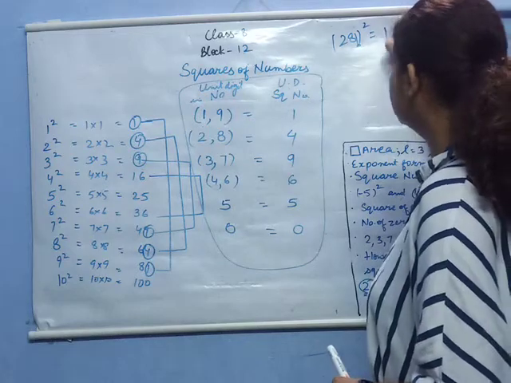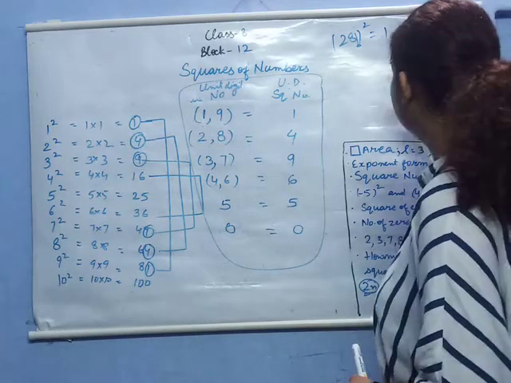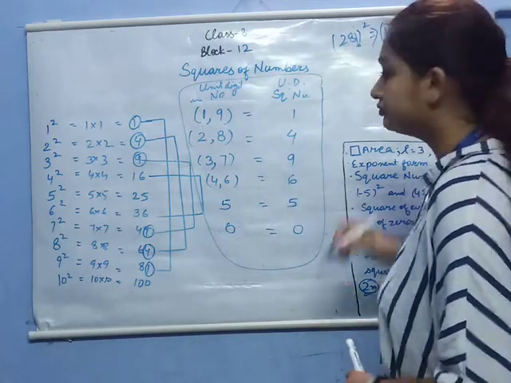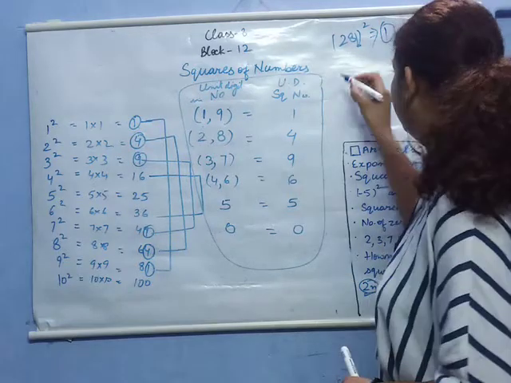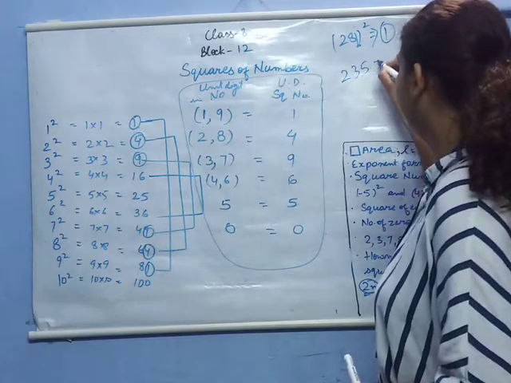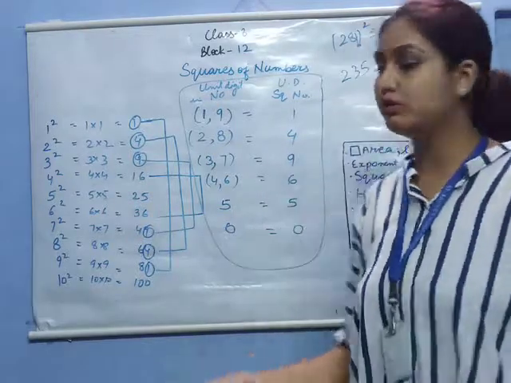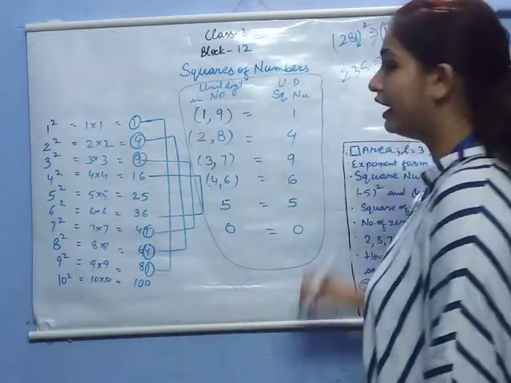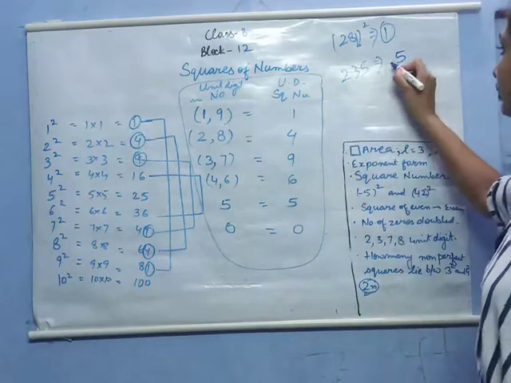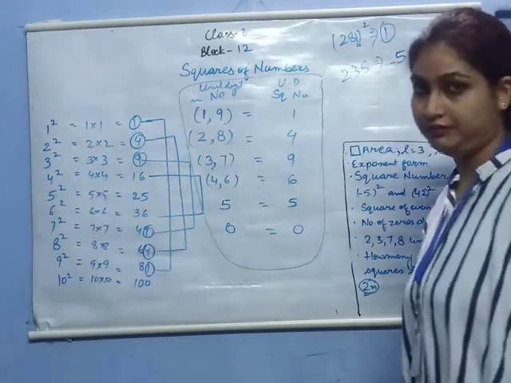It's 1, the answer will be 1. Right? The unit digit will be 1. Right? If it will be 2, 3, 5. As we know, if the number ends up with 5, the square also ends up with 5. The unit digit of the square number will be 5. Something before it, but ends up with 5.